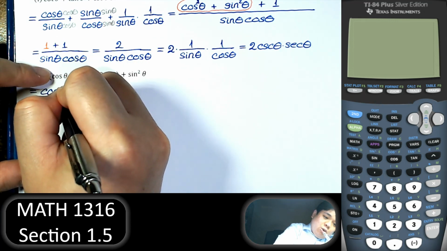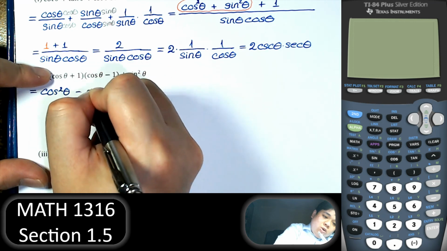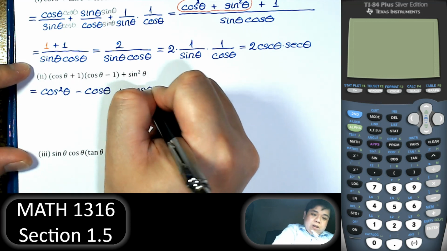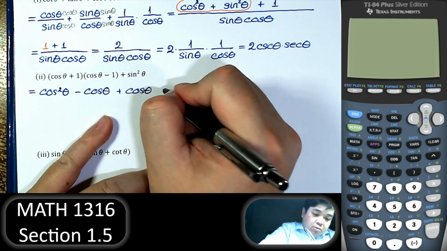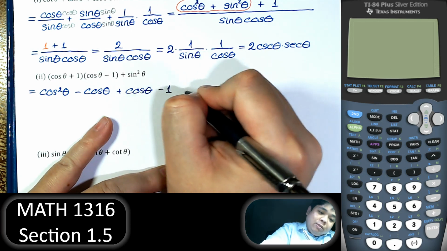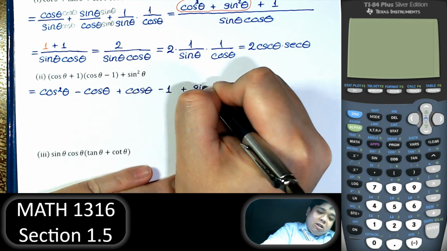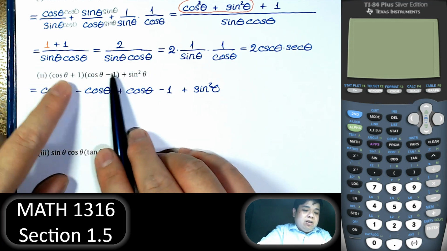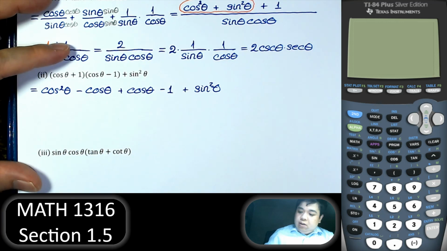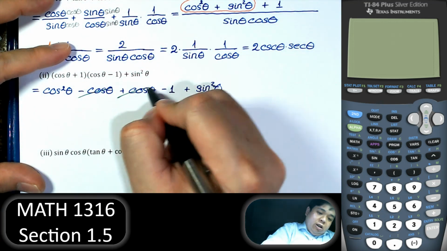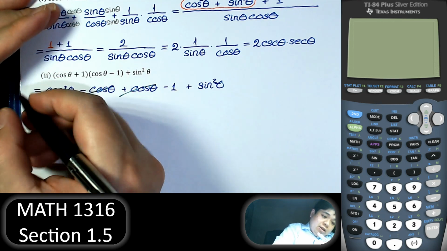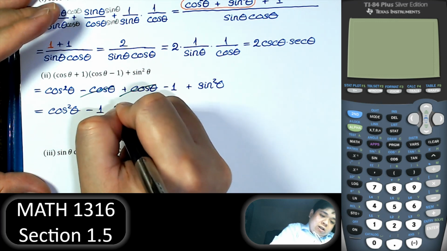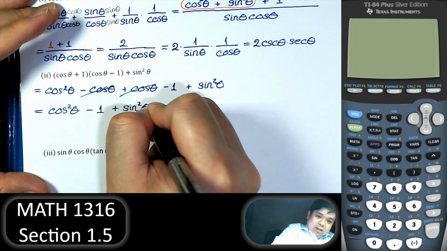Cosine times cosine is cosine square. Cosine times -1 minus cosine. Cosine times 1. And 1 minus 1 is 1 times -1 is -1. Then plus sine square. So I just multiply this out: first, outer, inner, last. Negative cosine, cosine cancel out. And we have cosine square -1 plus sine square. Right.